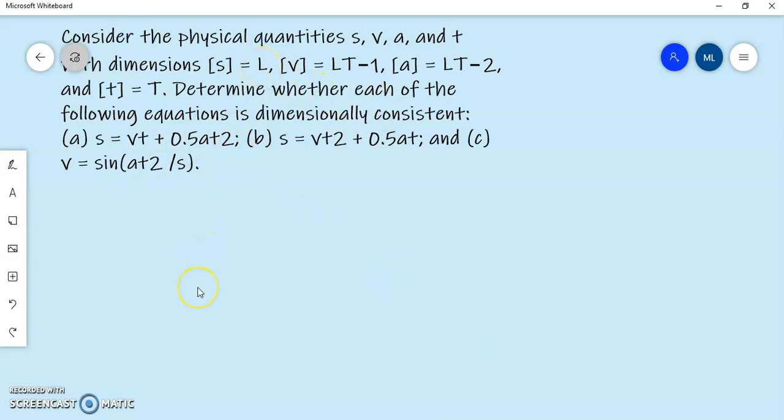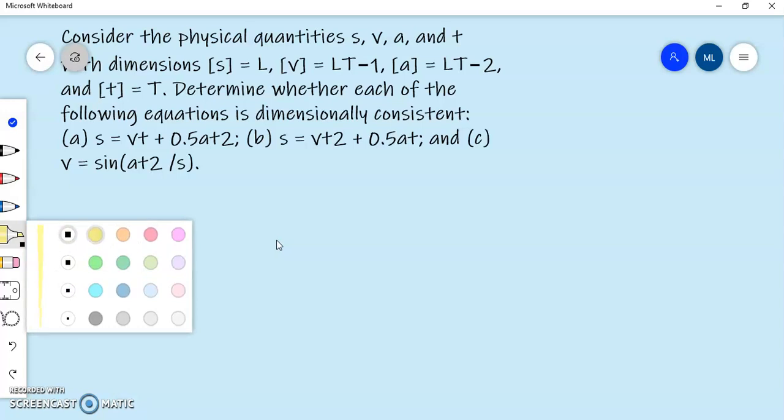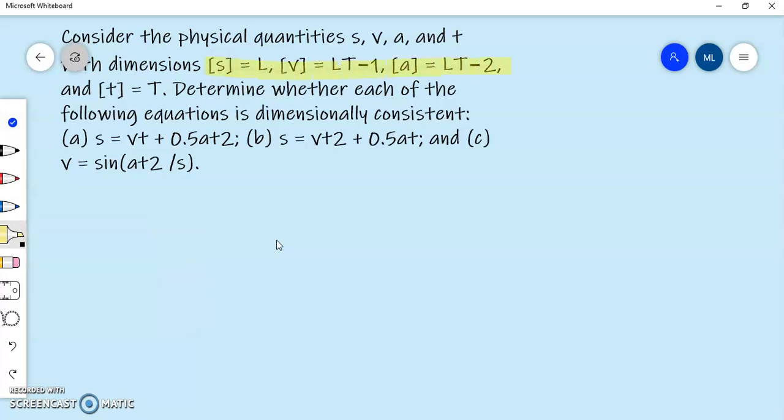Okay. So these are the dimensions that are given. Let's highlight that. Okay. And let's do the first one. So I'm just going to copy down the equation. S is equal to v t plus 0.5 a t squared.